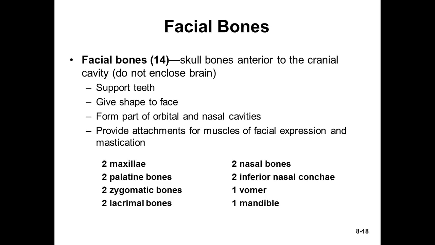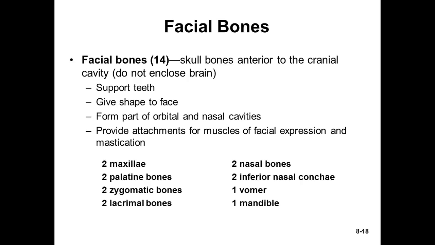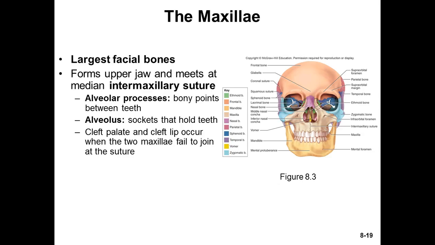Facial bones, of course, you have 14 of them. They form the front porch of the other bones. They support your teeth, give shape to the face, form part of the orbital and nasal cavities, and provide attachment for muscles of facial expression and mastication. You have 2 maxillae, 2 palatine, 2 zygomatic bones, 2 lacrimal bones, 2 nasal bones, 2 inferior nasal conchae, 1 vomer, and 1 mandible. That's where the 14 comes in, and along with the 8 cranial bones, it gives you a total of 22.